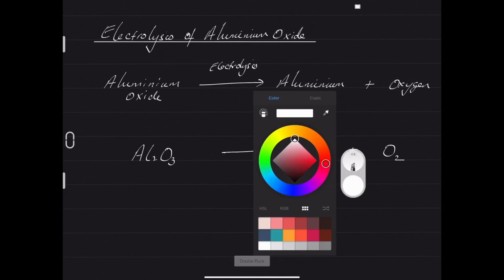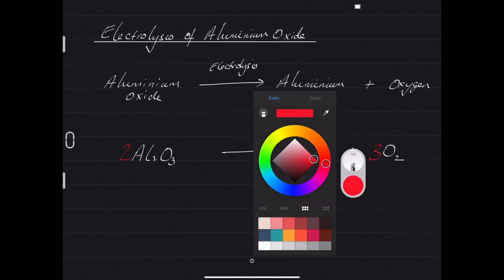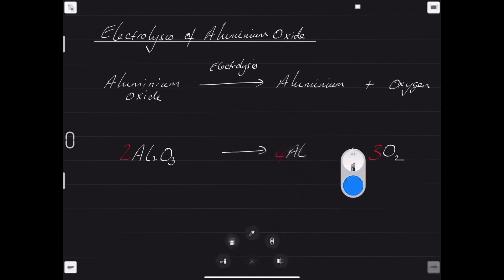Okay, so you should have 2Al2O3 → 4Al and 3O2. But we're not finished because we don't have any state symbols. So to complete this equation, we needed the state symbols, and you must have aluminium oxide in a molten state.